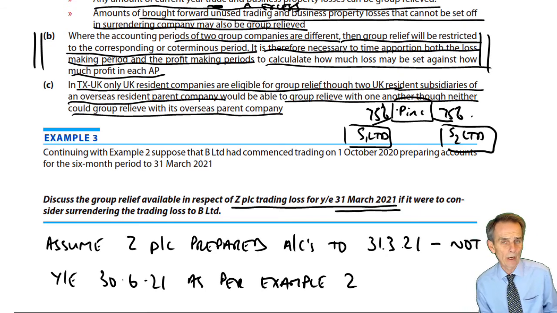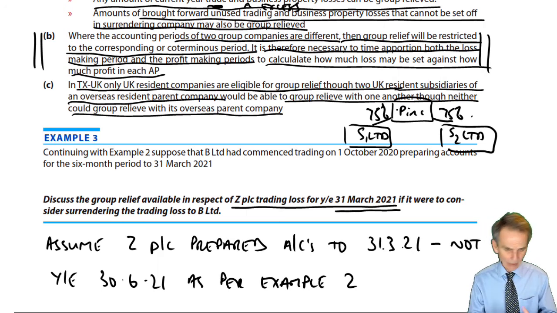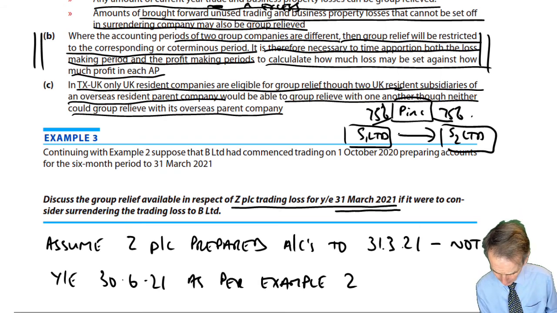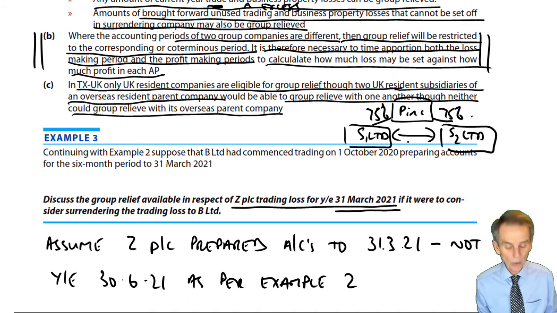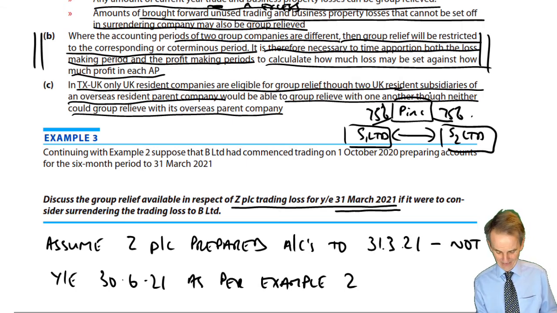They may well be wholly owned, but as long as the overseas, the non-UK resident company, has 75% plus shareholding in the UK resident companies, then these two companies, if one made a loss and obviously the other made a profit, S1 and S2 could group relieve. But no group relief would be possible with P Inc. itself. Even though they're in the same 75% group, no group relief there would be possible.